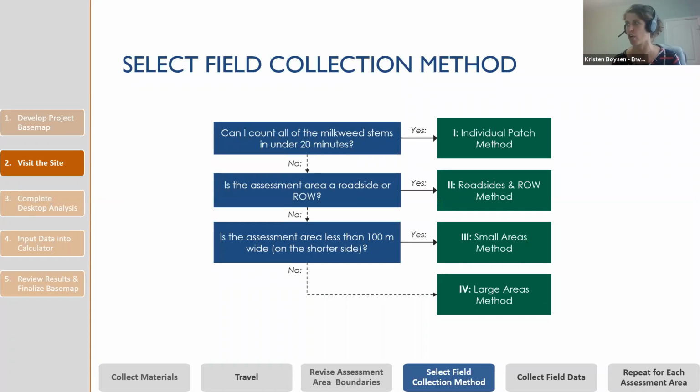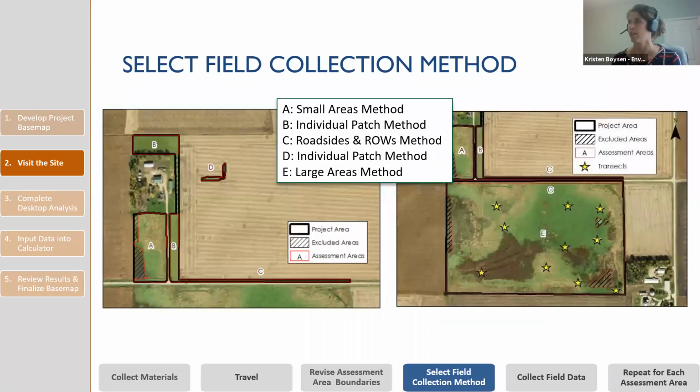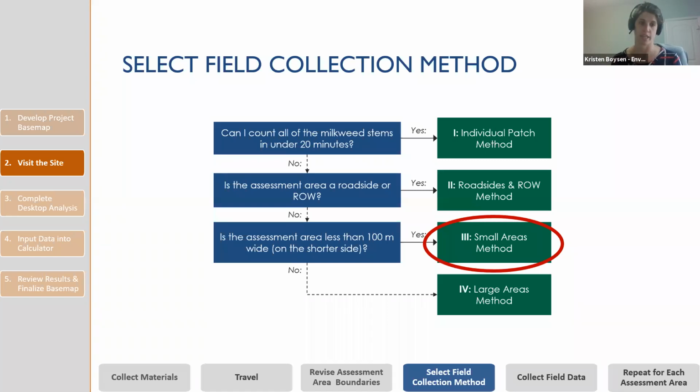So here's just a little flow chart. Again, if it's going to take you less than 20 minutes to count all the milkweed, just do that individual patch method. If it's right next to a road, a very long right-of-way next to a road, we have a specific roadside and right-of-way methodology. And then if it's less than 100 meters wide on the short side, you can do the small area method. Anything bigger than that, getting close to a couple acres, you should look at the large area method. So yes, focusing on that number 3 today.